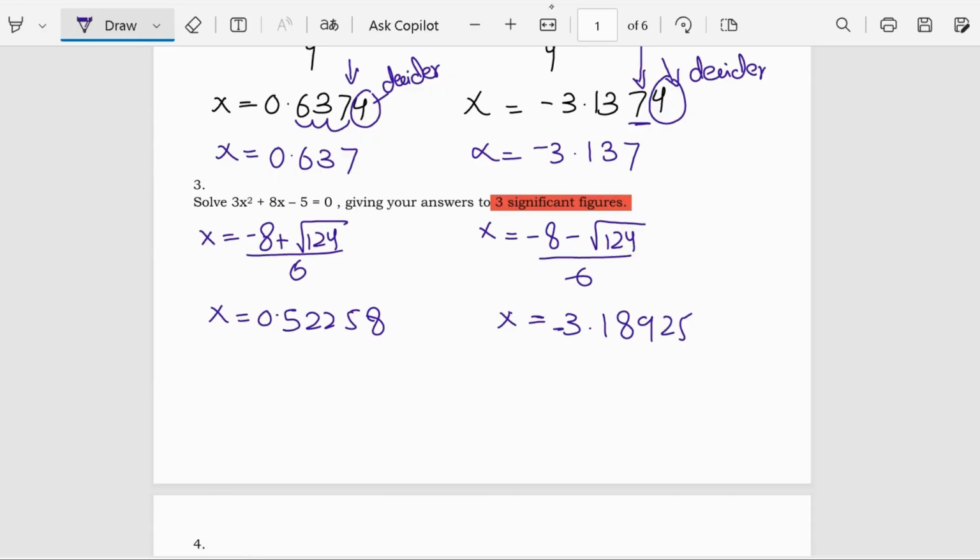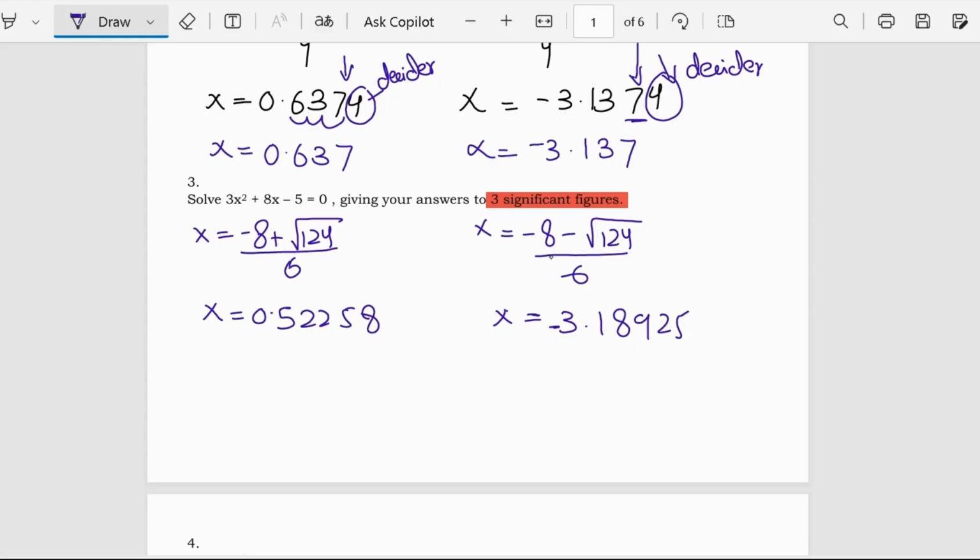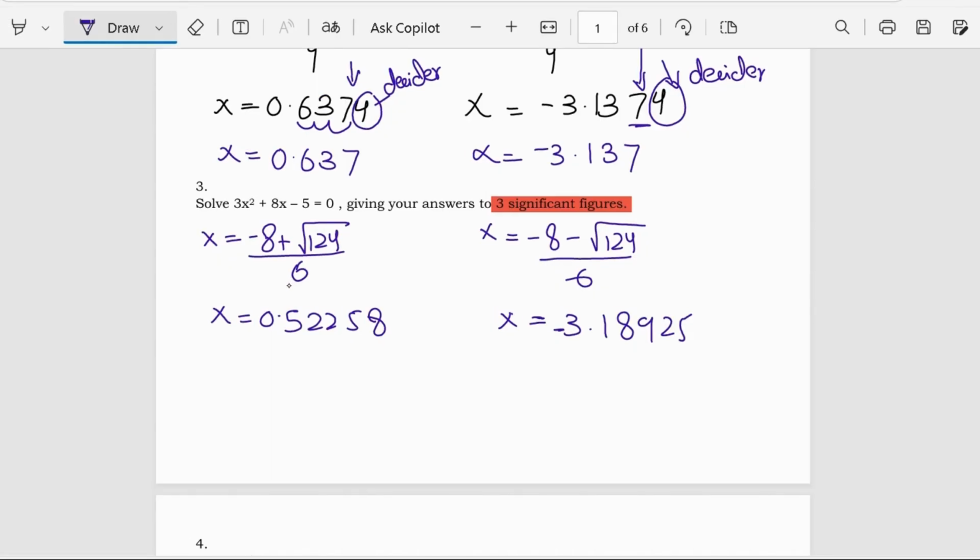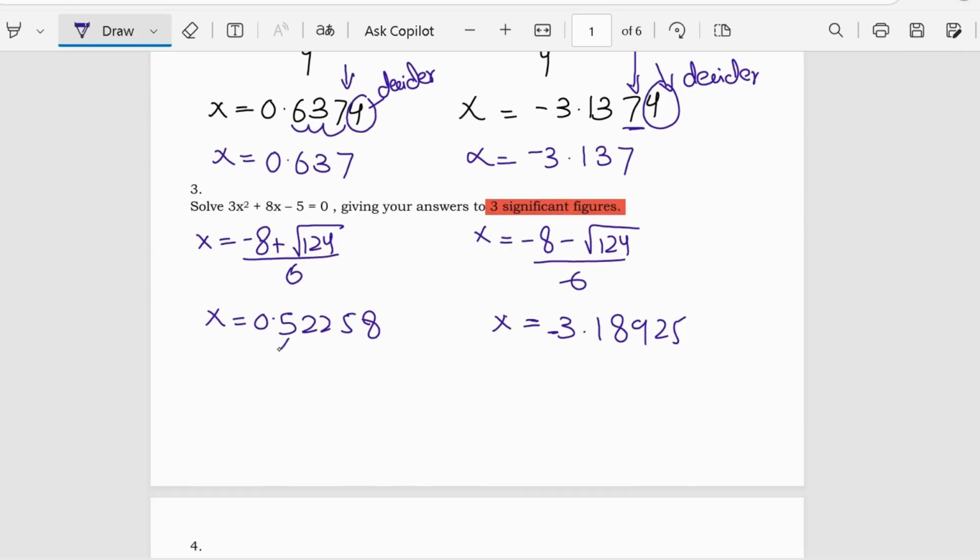Now I have to round them to 3 significant figures. Now I don't have to care about how many digits I have after the decimal point. For significant figures, the first figure that you will consider significant should be a non-zero digit. So this is going to be my first significant figure, this is going to be my second, and this is going to be my third significant figure. This means this is my third and this next digit is my decider. It will decide whether I should round off the 2 or not.